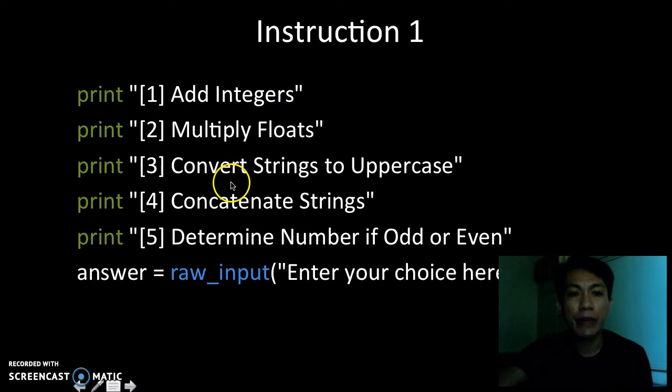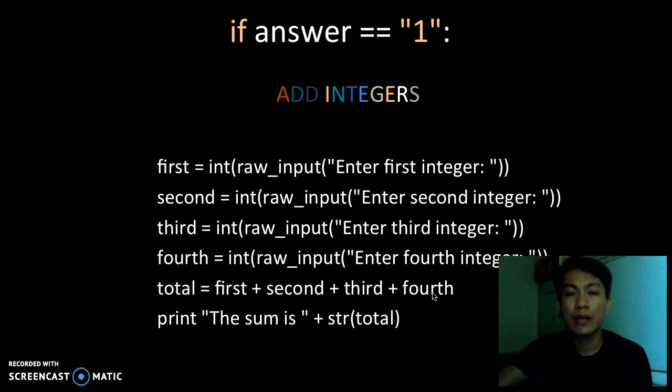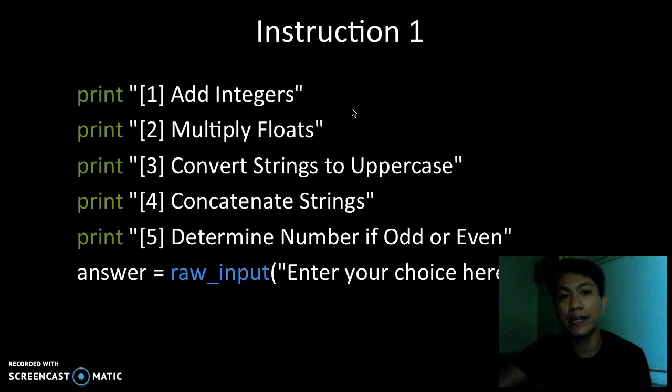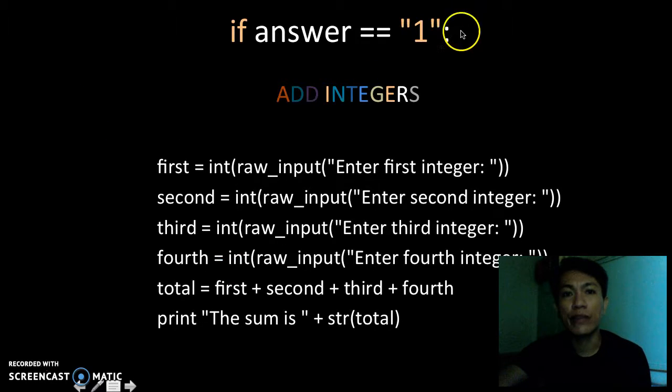And for the users to be able to choose out of these 5, we need to come up with a variable that says answer, raw input, and then enter your choice here. Since we have 5 different choices, off the bat, it has to use conditionals: if, elif, and else. For the first condition, if answer is equivalent to 1, if we go back to the first slide, it says add integers. So if answer is equivalent to 1, we need to add integers.